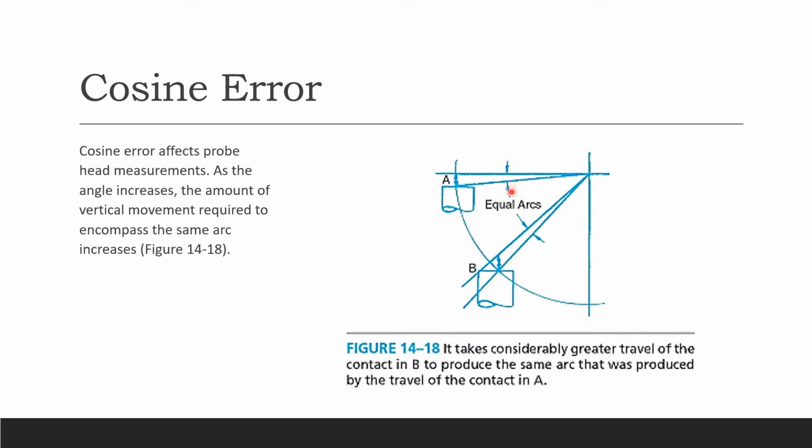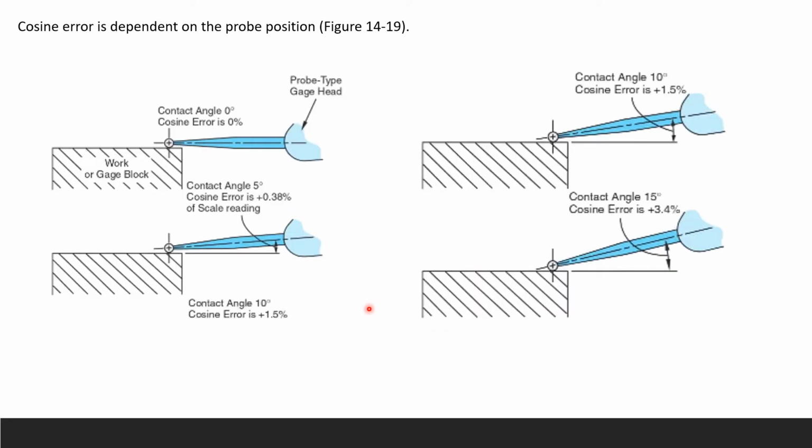So going that little distance, and this is your little distance. So when you take a look at it, right, so you get the same arc. See here, equal arcs. The same way like you're traveling, okay? The cosine error is dependent on the probe position.